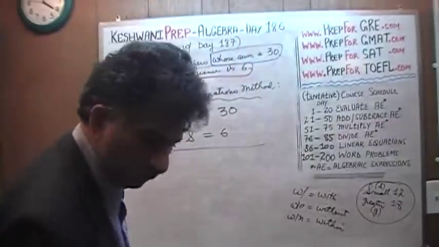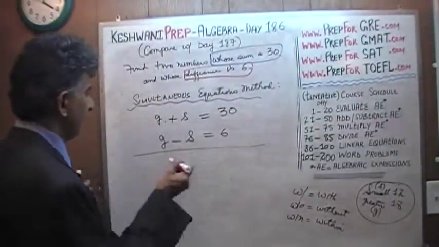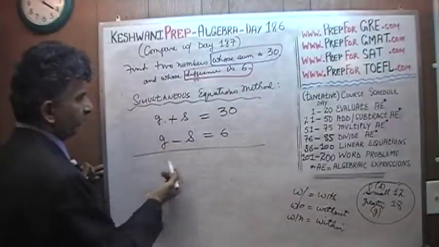So what do we do now? Well, we add the two equations. Let's add the second equation to the first equation.